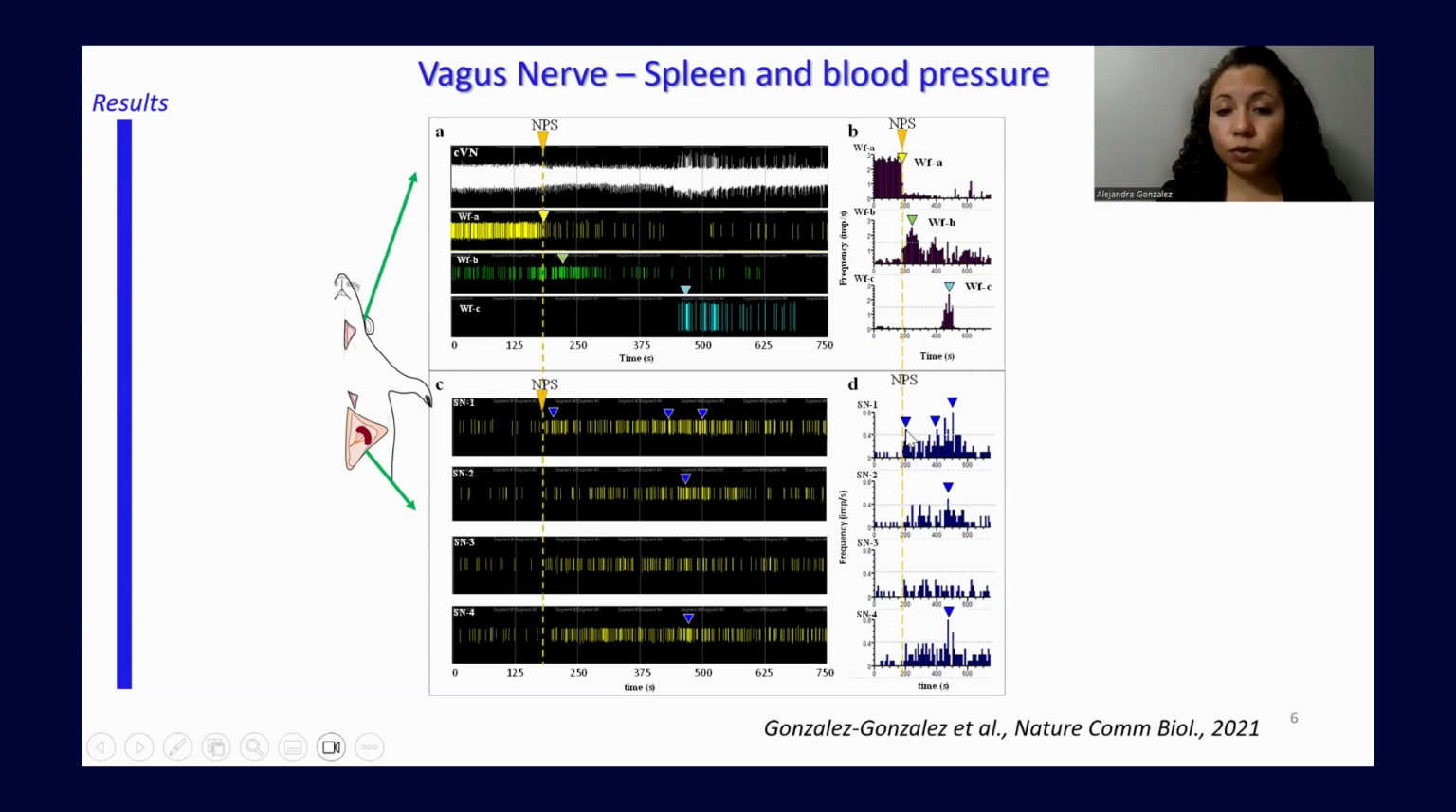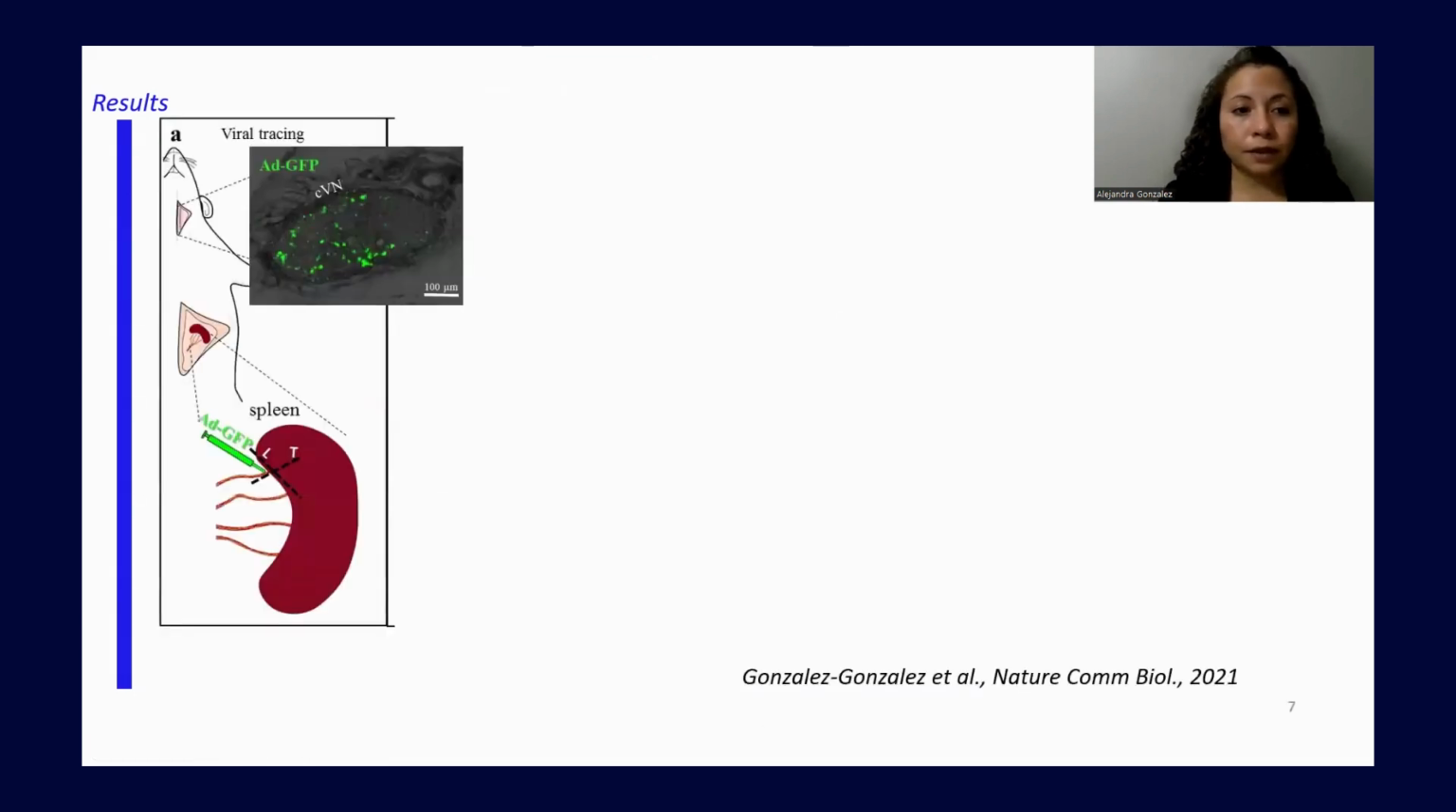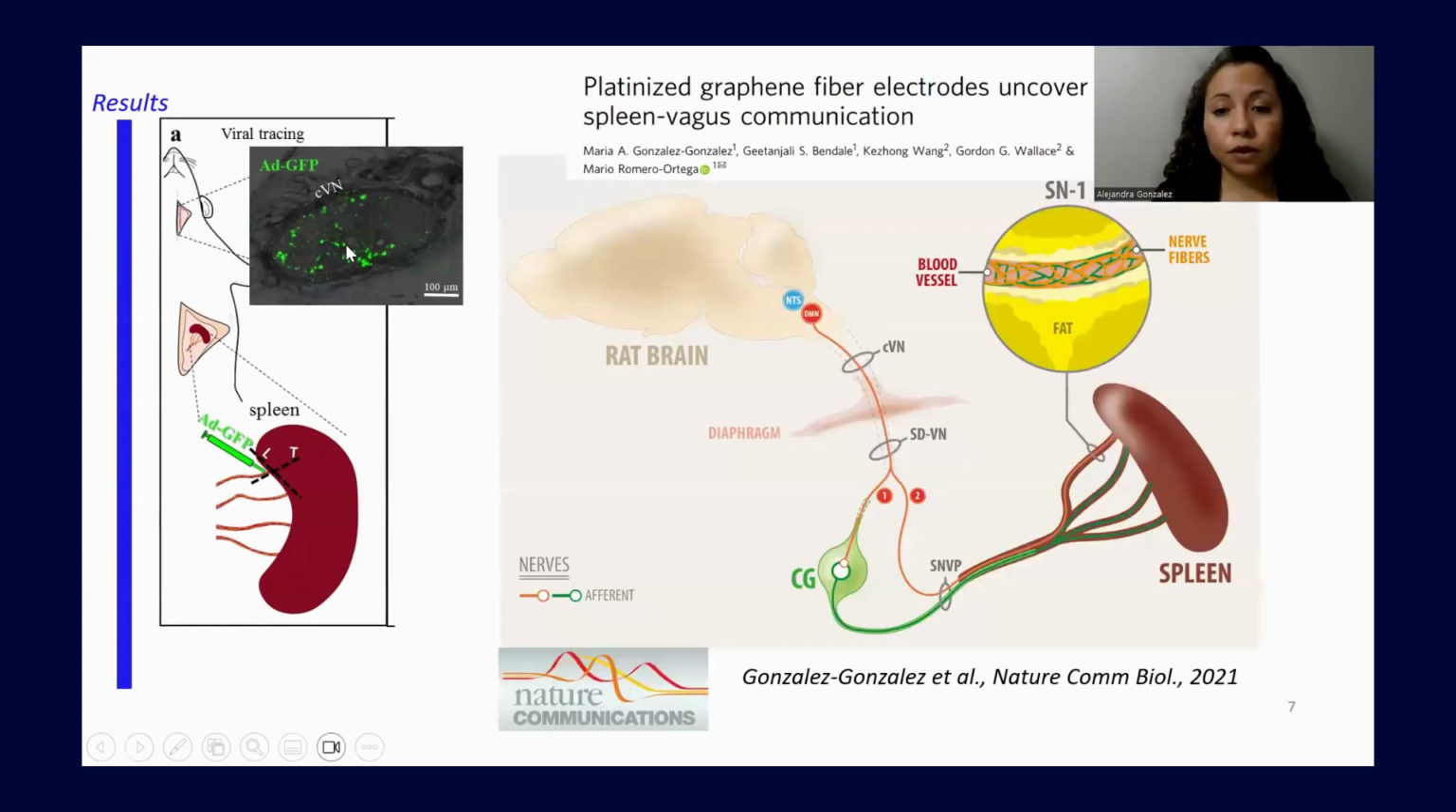So we decided to use tract tracing to evaluate the connection with the splenic nerve 1. For that, we administered adenovirus that expresses GFP in the splenic nerve 1, and it was exciting for us to see that there was a direct connection to the cervical vagus nerve. So we were demonstrating a direct pathway from the vagus nerve to the spleen, corresponding to the terminal branch number 1.